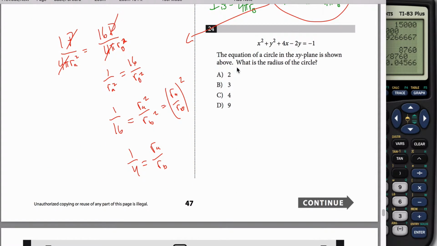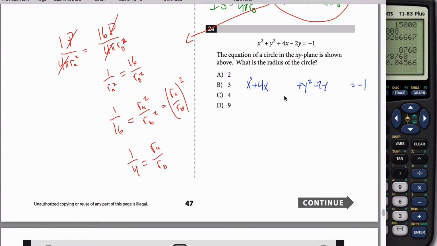24. The equation of a circle is shown above. What is the radius of this circle? Okay, this is what is called completing the square, which is kind of unexpected perhaps because we're talking about circles, not squares. The way you do this is you grab your x terms, put those next to each other, then leave yourself a little bit of room. Grab your y terms, put those next to each other, leave yourself a little room, and then put a -1. Put this number way over here.